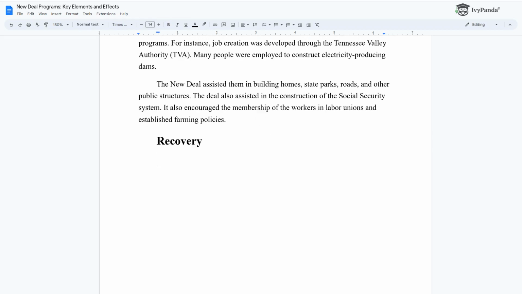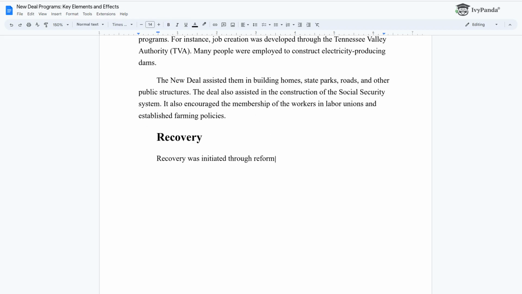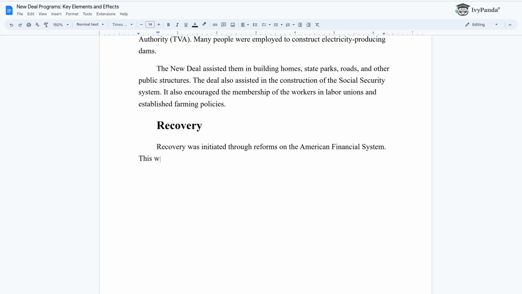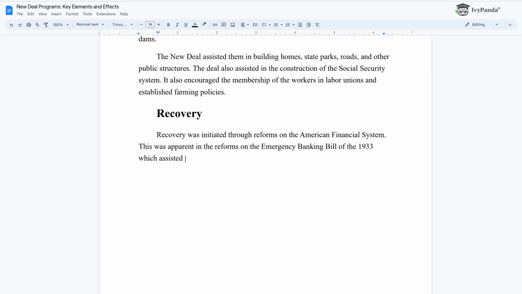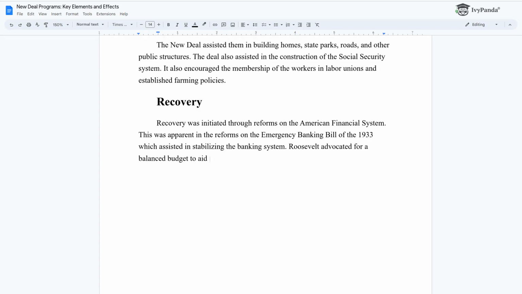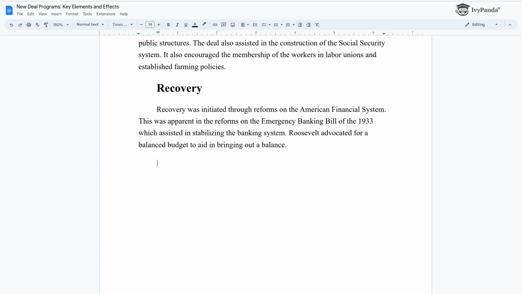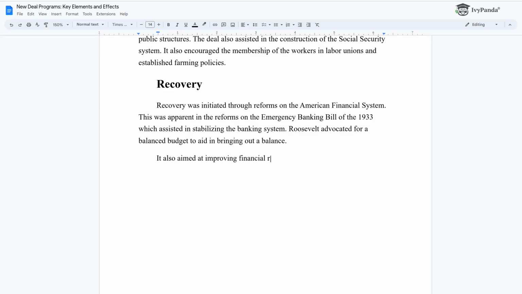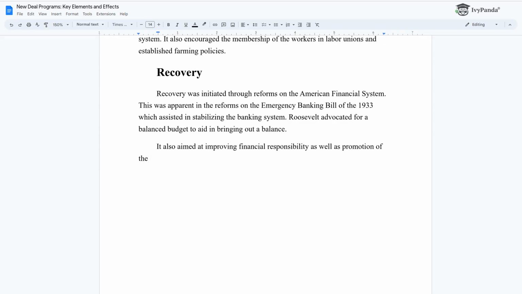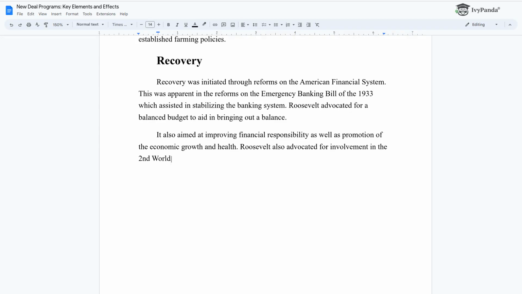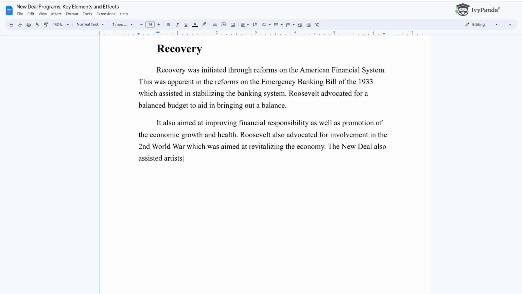Recovery. Recovery was initiated through reforms on the American financial system. This was apparent in the reforms of the Emergency Banking Bill of 1933, which assisted in stabilizing the banking system. Roosevelt advocated for a balanced budget to aid in bringing about balance. It also aimed at improving financial responsibility as well as promoting economic growth and health. Roosevelt also advocated for involvement in the Second World War, which was aimed at revitalizing the economy. The New Deal also assisted artists by funding them through the Works Progress Administration, WPA.